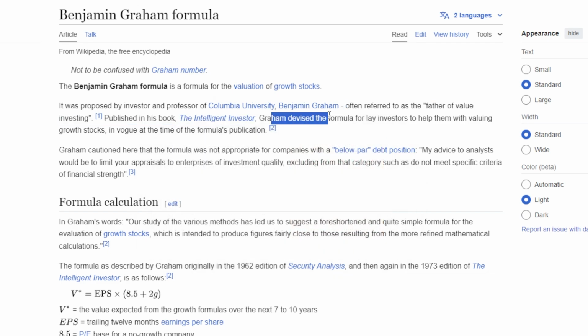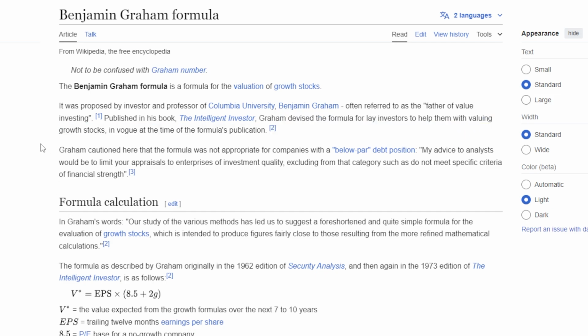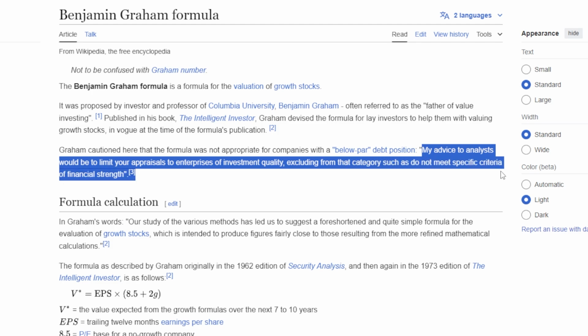Now, Graham devised the formula for lay investors to help them with valuing growth stocks, in vogue at the time of the formula's publication. Graham cautioned here that the formula was not appropriate for companies with a below par debt position. My advice to analysts would be to limit your appraisals to enterprises of investment quality, excluding from that category such as do not meet specific criteria of financial strength.